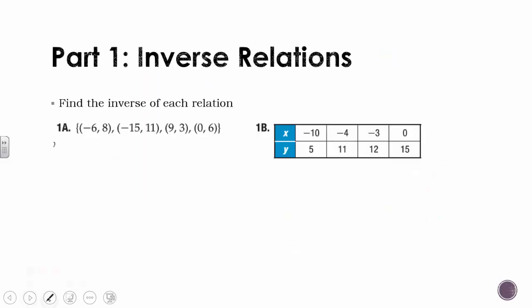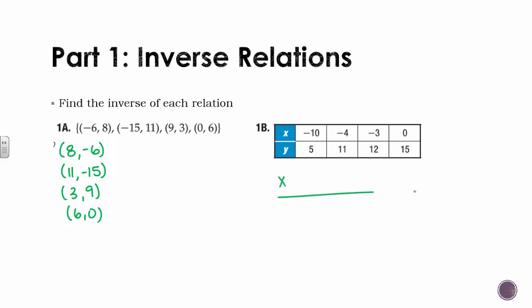So find the inverse of each relation. So the first thing we got to do is take a look at all of our points, and we're just going to switch them around. So 8, negative 6 would be the inverse, 11, negative 15, 3, 9, and 6, 0. And that's it. This is the inverse of that. Same thing with this. Instead of having an x and a y like this, we're going to switch it around, and our inverse is going to become 5, negative 10, 11, negative 4, 12, negative 3, and 15, 0. And it's as easy as that.